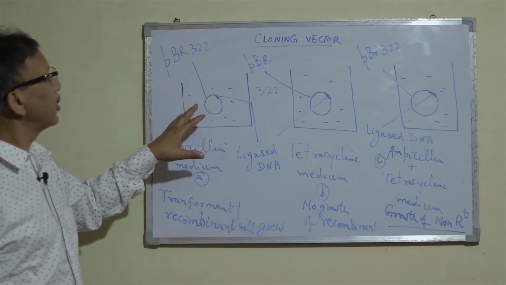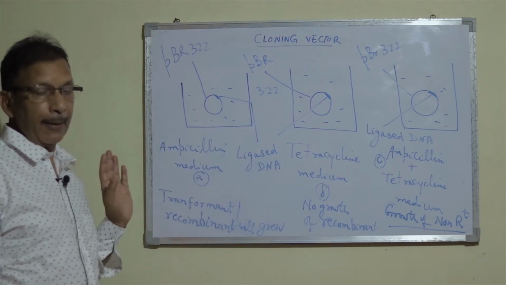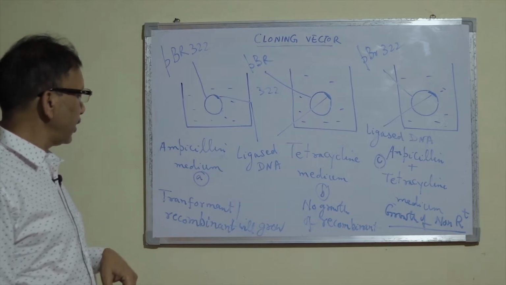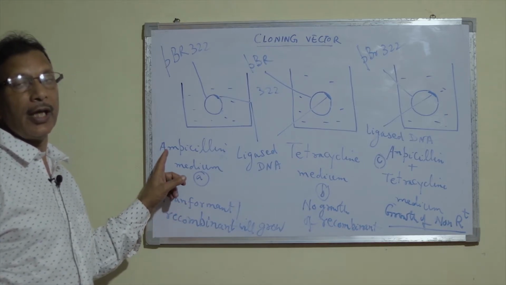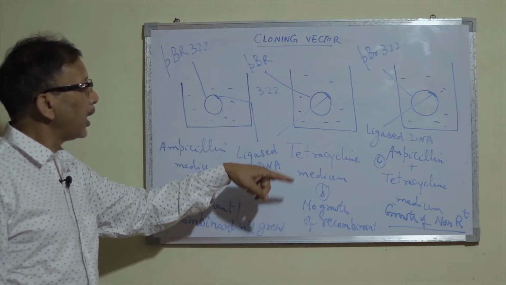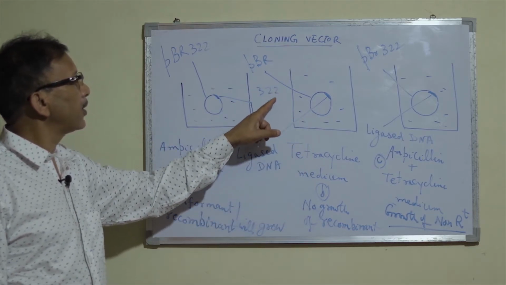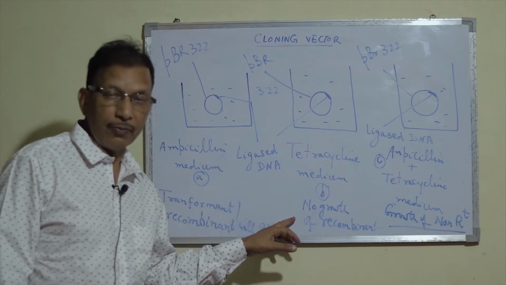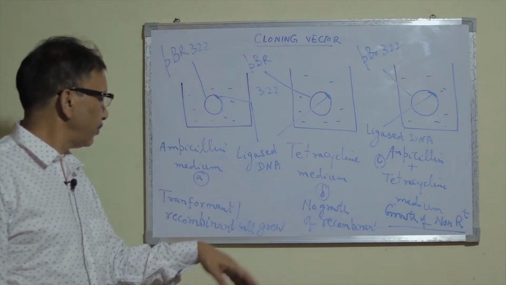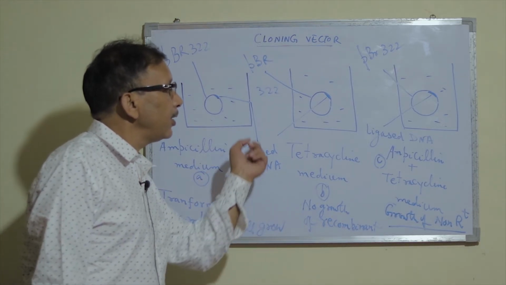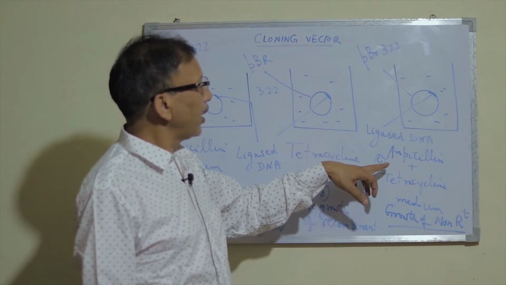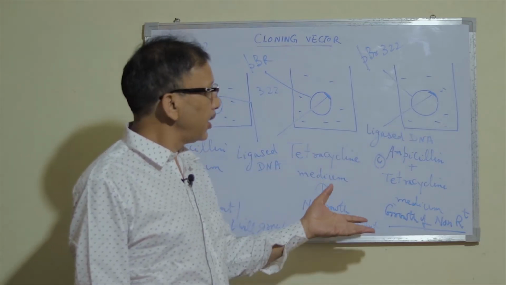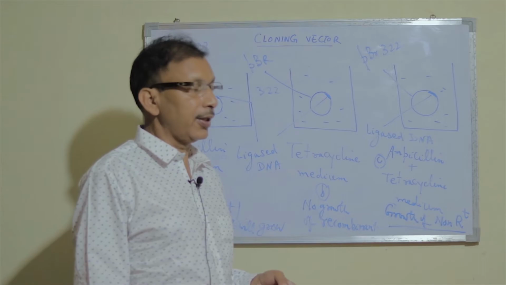We take the pBR322 with the ligated DNA, and first of all we incorporate it into ampicillin medium, and we find that the transformant or recombinant will grow in the ampicillin medium. Then quickly we take it out and put it into the tetracycline medium, and here we find that there will be no growth of the recombinant or the transformant. Again we go to the medium of ampicillin and tetracycline. We quickly place the pBR322 with the ligated DNA, and here we find the growth of the non-recombinant.